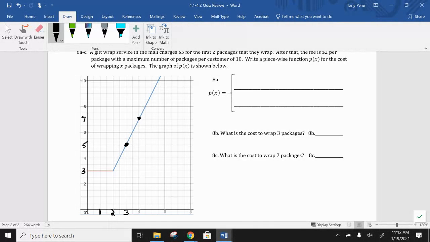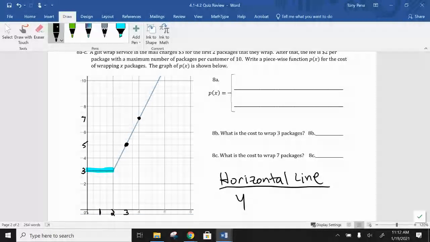The maximum number of packages per customer is 10, so that's the most that we can have gift wrapped. So this now asks, write a piecewise function for the cost of wrapping x packages. So we now want to write a function for this equation just like we did before. Now, the thing we didn't do last question is to write the equation. Remember how this is a horizontal line? I'm going to write this here. You have notes in front of you tomorrow when you take this. There's no reason to forget this, to not have this correct. We talked about how the equation of a horizontal line is always y equals some number.